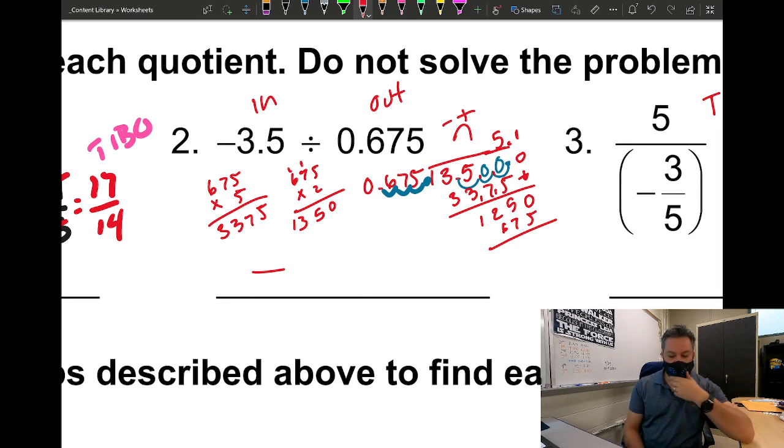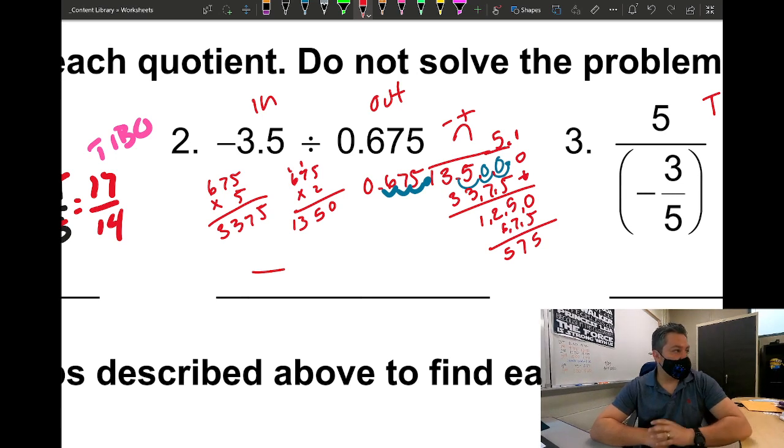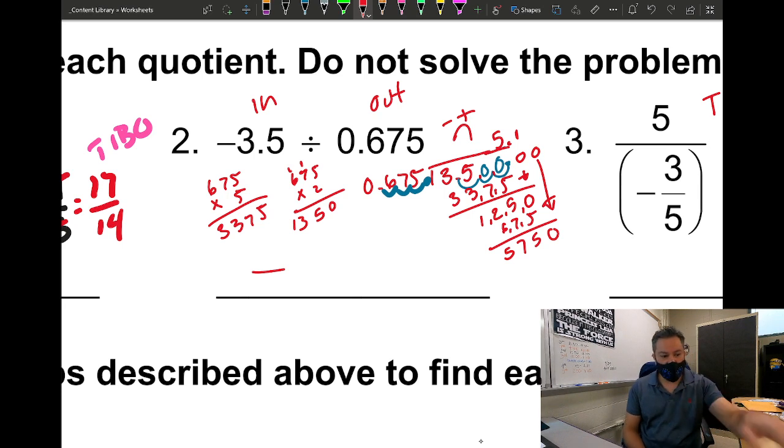One more time, right? So you're going to have how much? This is 5. 8 to 15, this is 7. 7 to 12 is what? 5. And this is 0. Now, do we stop now? We don't. We got to keep going. We got to add another 0. Bring that 0 down and put it right there. Now, how many times does 675 go into 5,750? That's where it starts getting like, oh my God, that's too much, right?